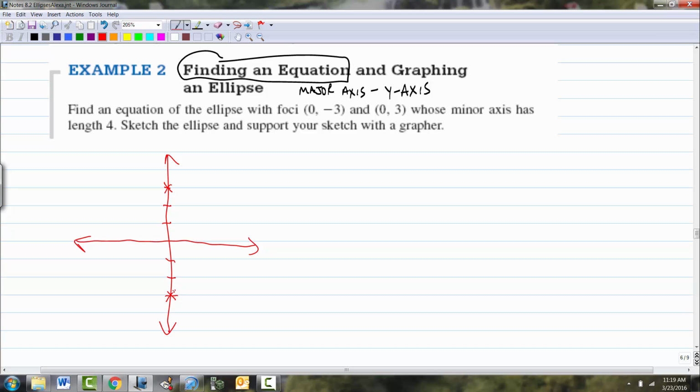Now I like making the foci as little x's. So X marks the spot for the foci. All right, and then I read that the minor axis has a length of 4. But let's go back. The foci are this way. So which has the bigger number underneath, the x squared or the y squared? Y squared. Okay, so these are Mickey Mouse examples to start off with.